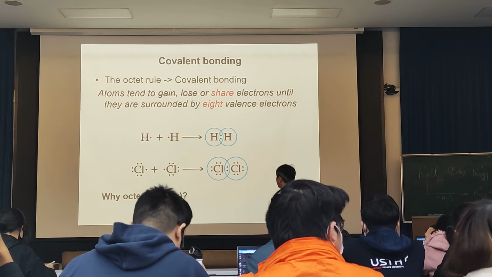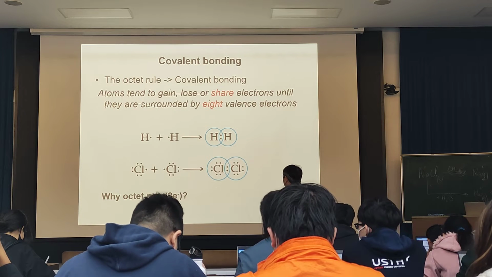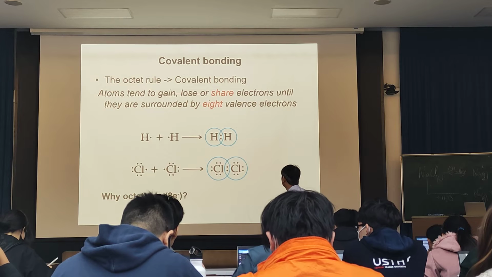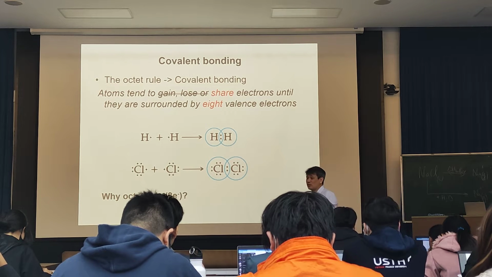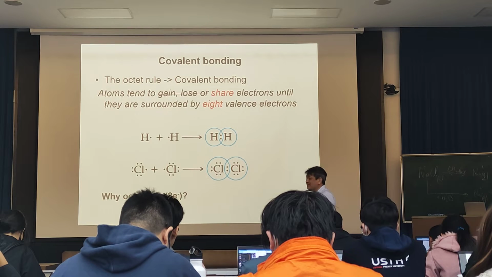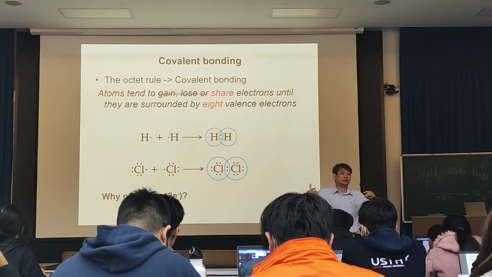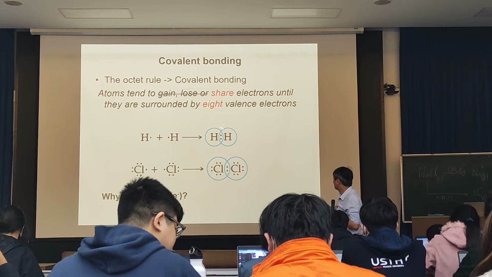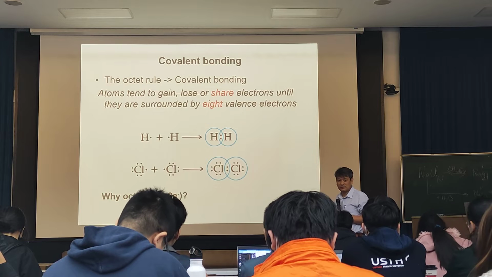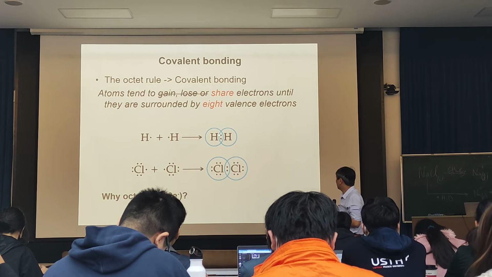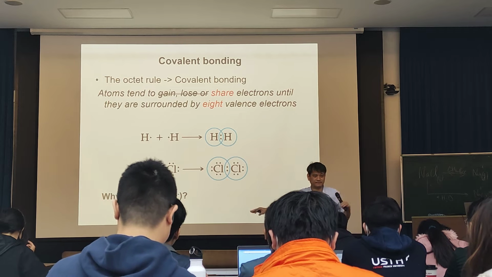In the covalent bond, the atoms tend to share electrons until they are surrounded by 8 valence electrons. For example, you have hydrogen with 1 electron. Another hydrogen also has 1 electron. So the 2 electrons decide to share. So each of them will have 2 electrons. Okay? So in this case, the two electrons will be shared equally between the two atoms.